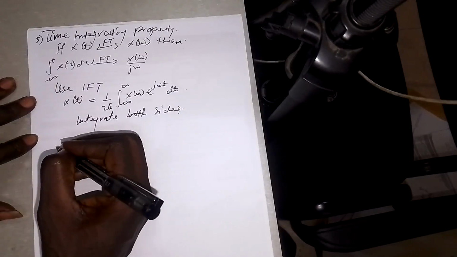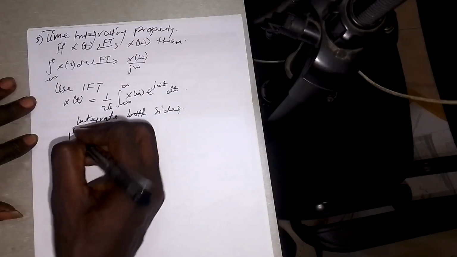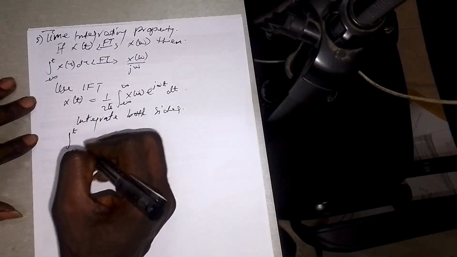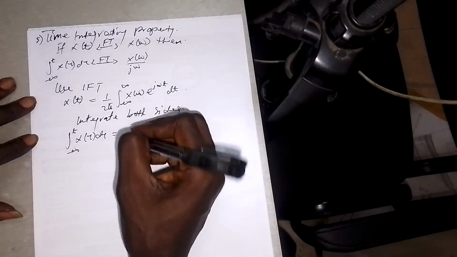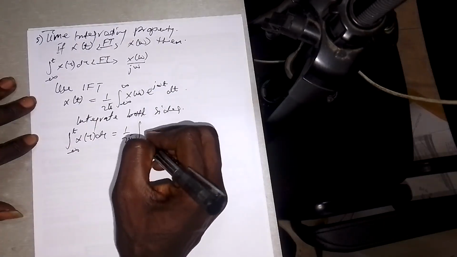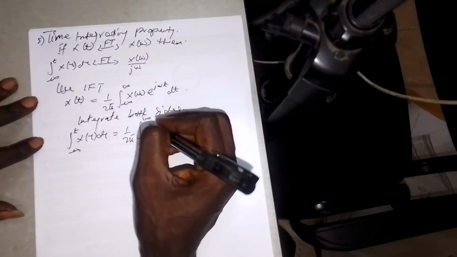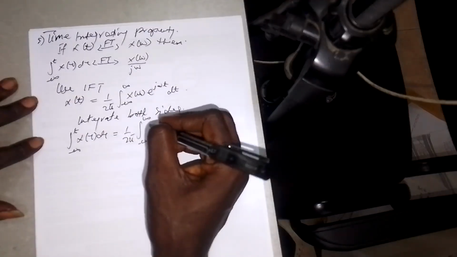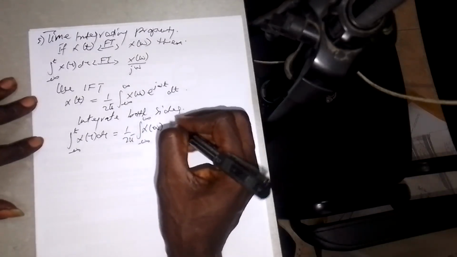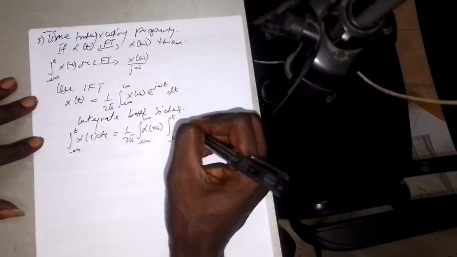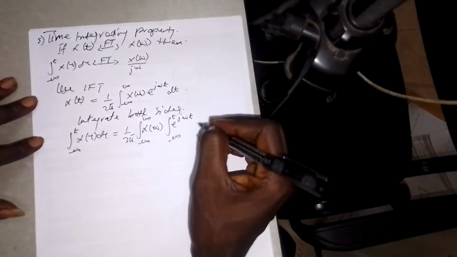Okay, so if you are integrating both sides, then what you're going to get is the integral from minus infinity to t of x of tau, here the tau, is going to be equal to 1 over 2 pi times the integral from minus infinity to infinity of X of omega, times the integral from minus infinity to t of this particular part, which is e to the j omega t, d.